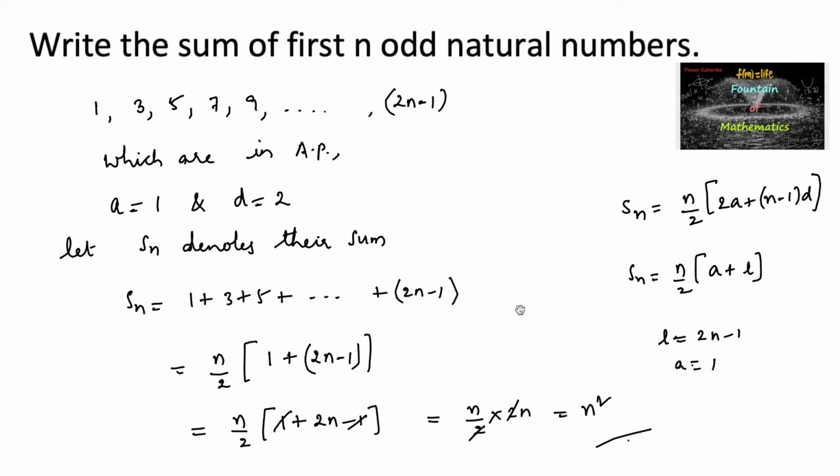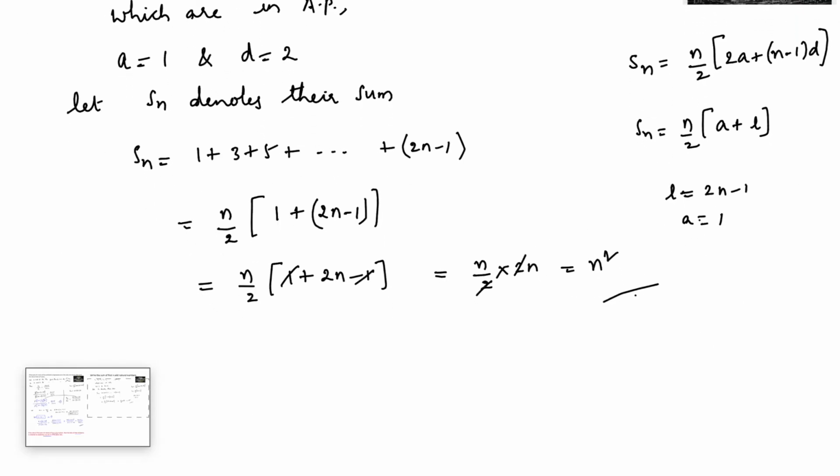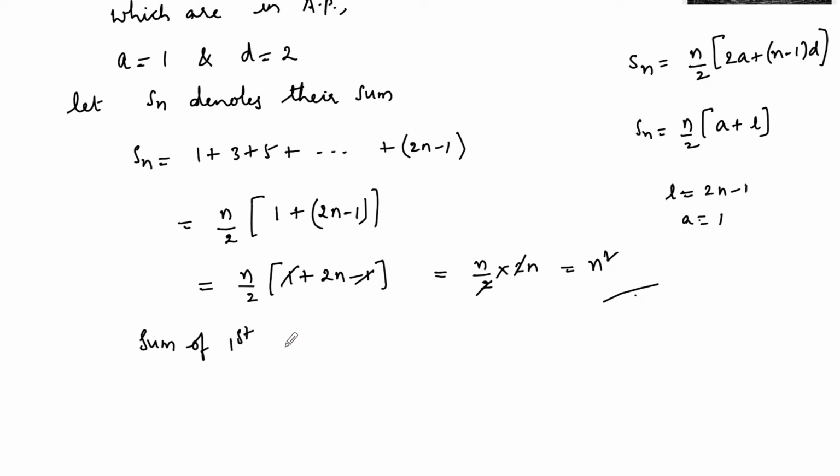Therefore we can conclude that the sum of first n odd natural numbers is equal to n square.